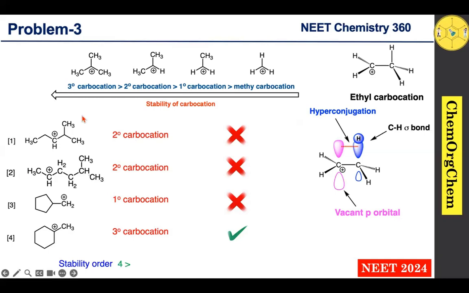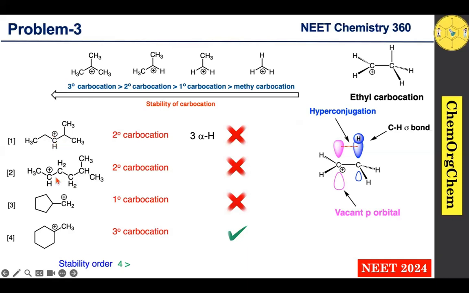For that, you just count how many alpha hydrogens are present in each carbocation. Here you see this is the carbocation center. The nearby carbon is called the alpha carbon. Here also, alpha carbon only. Now you count how many alpha hydrogens are present in each carbocation. Here two alpha hydrogens, and here one alpha hydrogen. Therefore, three alpha hydrogens are present in this carbocation.